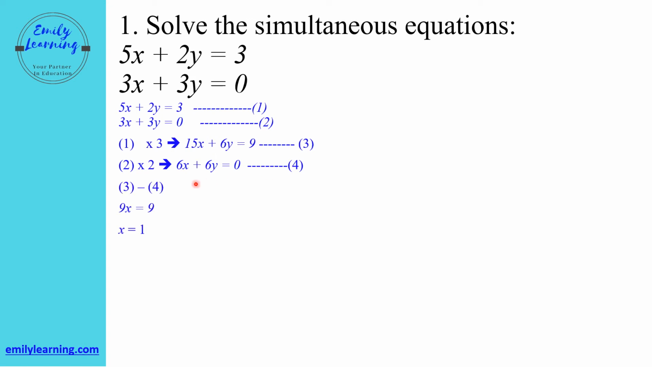Okay, so when I take statement 3 minus statement 4, I'll take 15x minus 6x, and that would be 9x. I'll take 6y minus 6y, that will give me 0. Okay, so I don't write anything because it's just 0. 9 minus 0 gives 9, so 9x is equal to 9. To find x, I divide both sides by 9 and I'll get x equals 1.